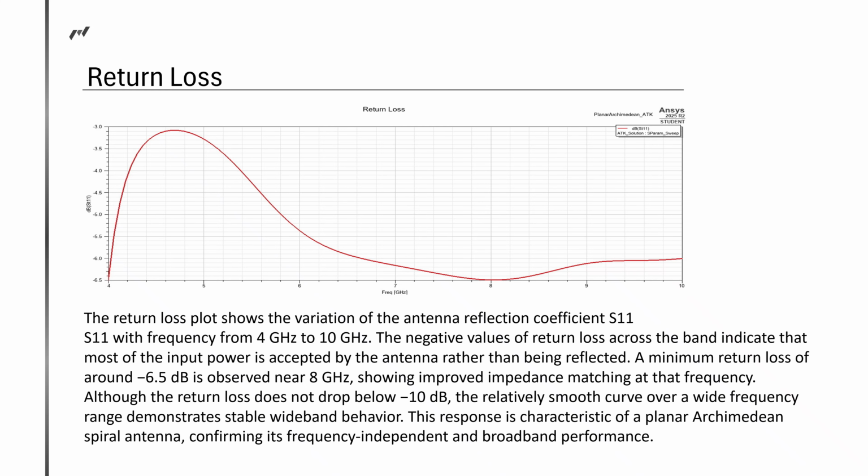This graph shows the return loss of the antenna from 4 to 10 GHz, and the negative values mean most of the power is actually entering the antenna. You can see a dip around 8 GHz, which indicates better impedance matching and lower reflection at that frequency.